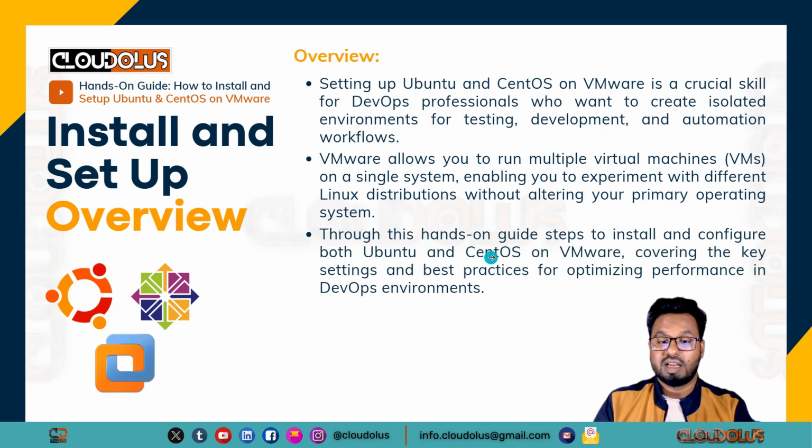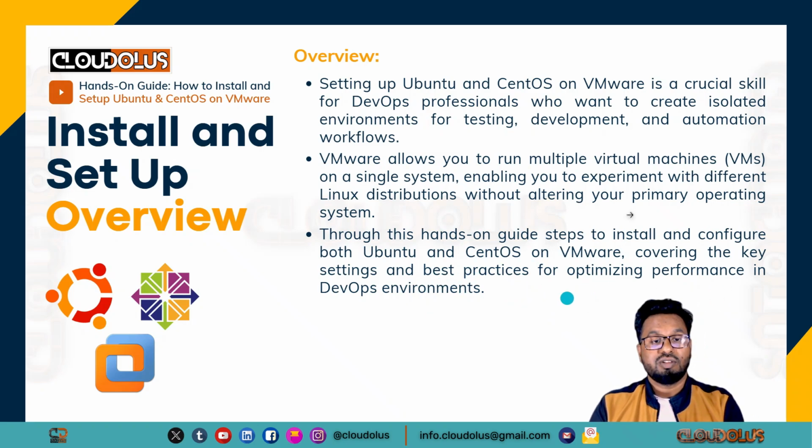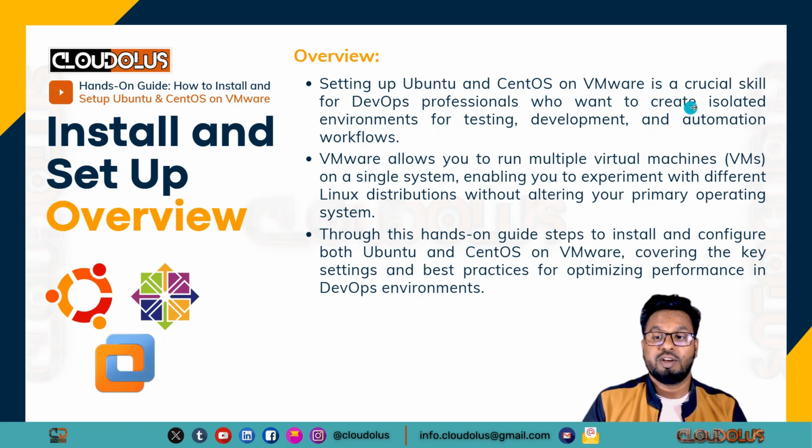Through this guideline, we have hands-on steps to install and configure both Ubuntu and CentOS on VMware, covering the key settings and best practices for optimizing performance in a DevOps environment. Based on that overview, we will see how to manage, run and use the VMware environment. Ubuntu and CentOS on VMware are used for testing, deployment and automation workflows, and VMware allows multiple virtual machines without altering your primary operating system. So this is the overview of Linux install and setup.